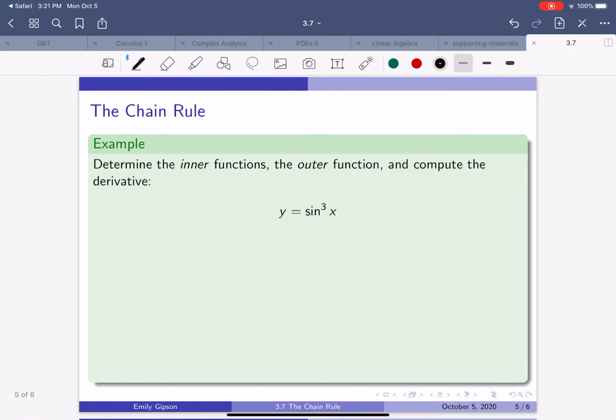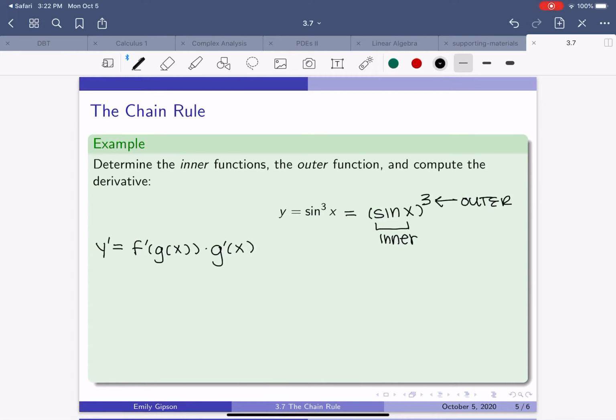So the inner function this time is just x. I'm sorry, that's incorrect. This is the same as sine of x quantity cubed. So our inner function is actually sine of x, while our outer function is cubed. So let's find the derivative. y prime is going to be equal to f prime of g of x times g prime of x.